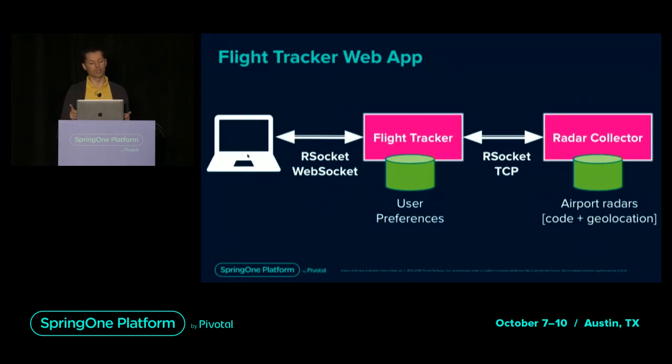Now, the ultimate goal would be to have an application that a browser can connect to, and we'd like to have an interactive map where you could see the radars, the airplanes, and everything in real time, plus some contextualized information because you have a user preference, a user profile, and you want to have your personal profile and other things.